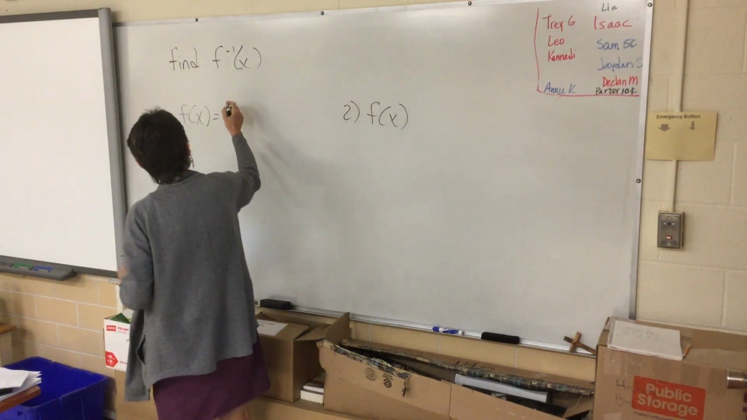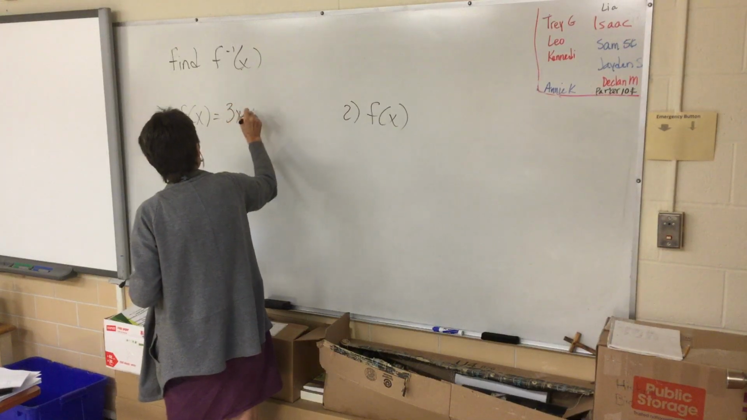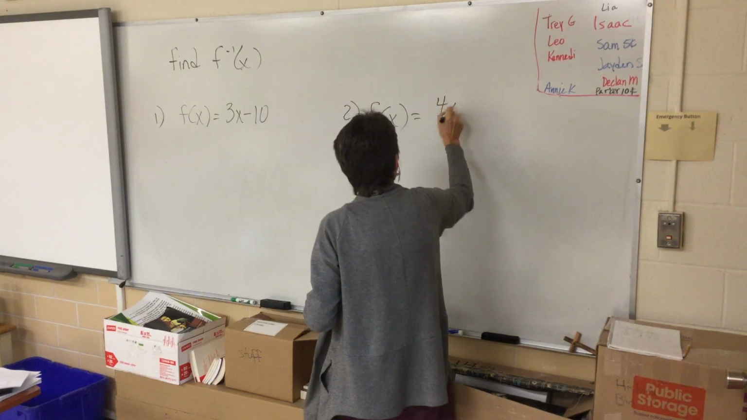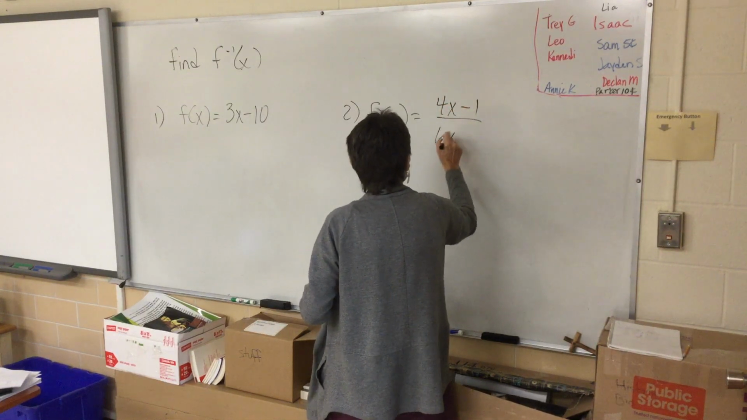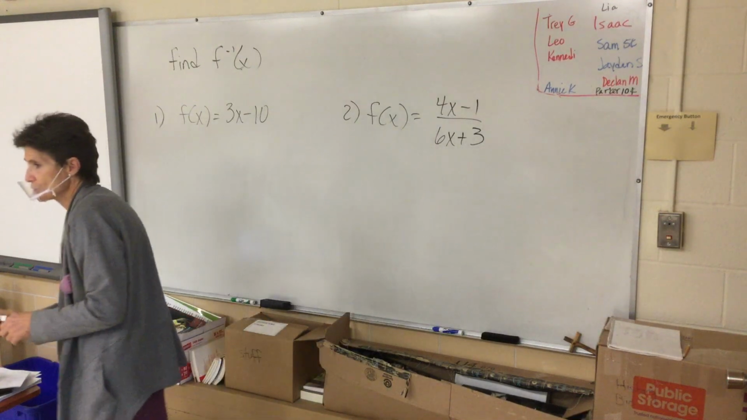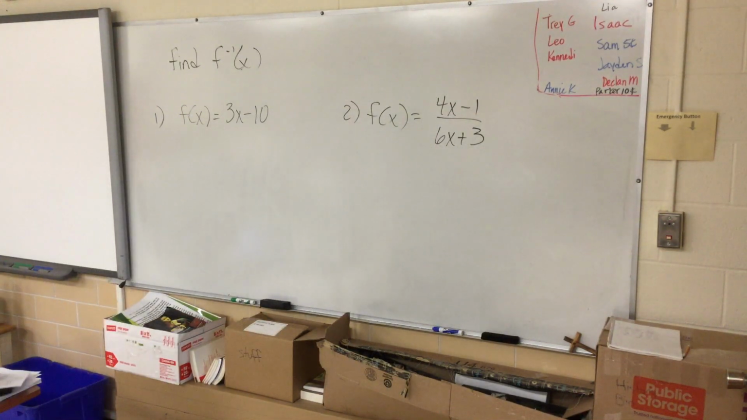All right, so let's say we have 3x minus 10, there's one problem, and 4x minus 1 over 6x plus 3. All right, here they are. We only have 4 minutes. I don't want to hear a bunch of talking. I want everybody focused on doing these.